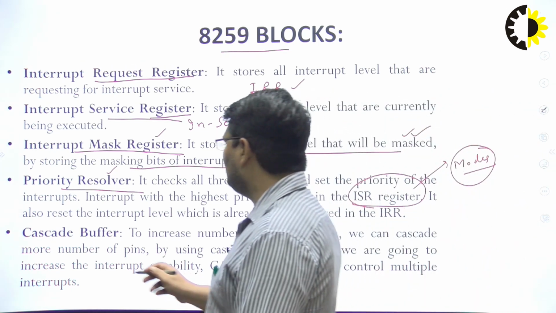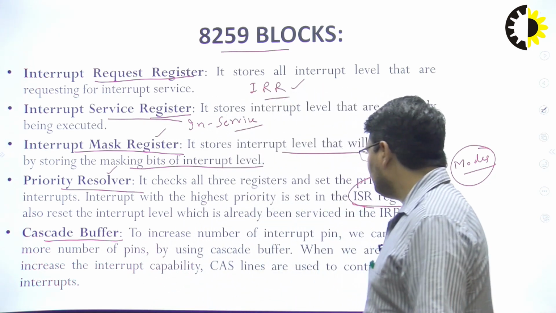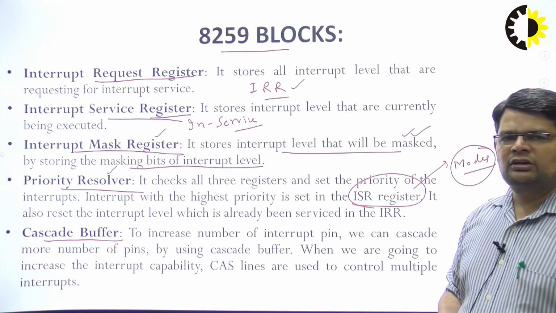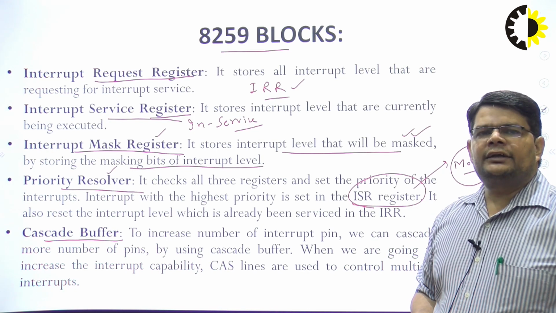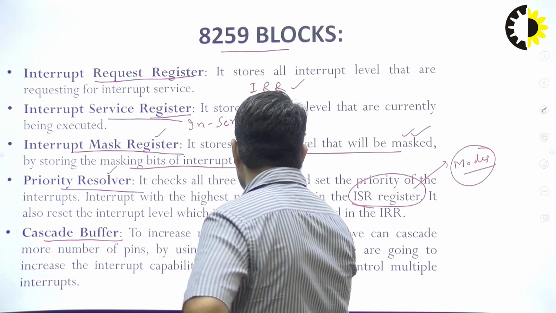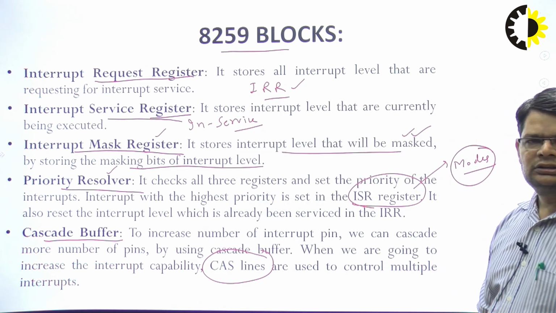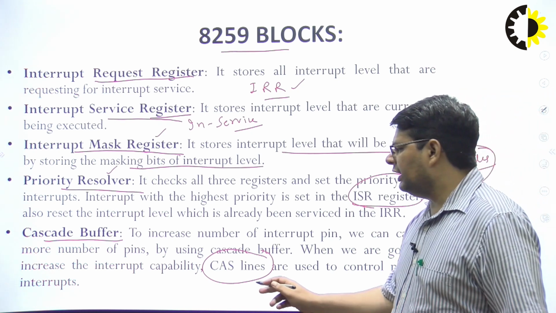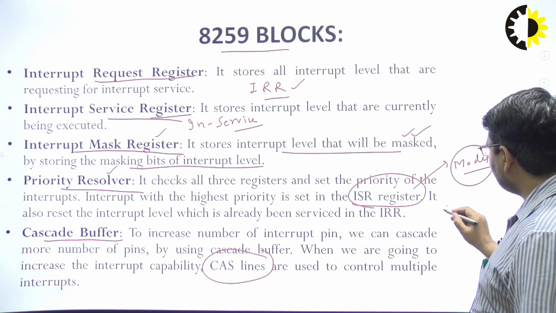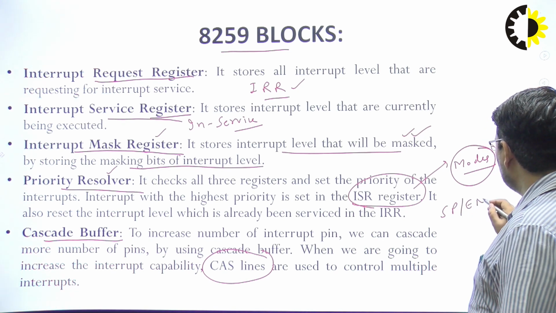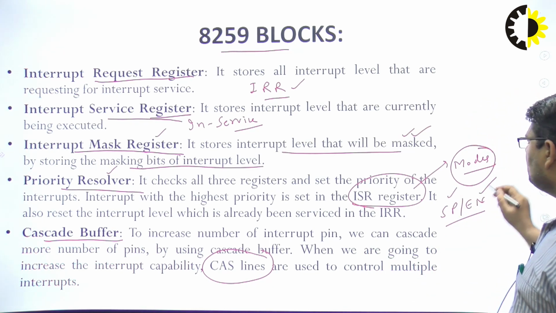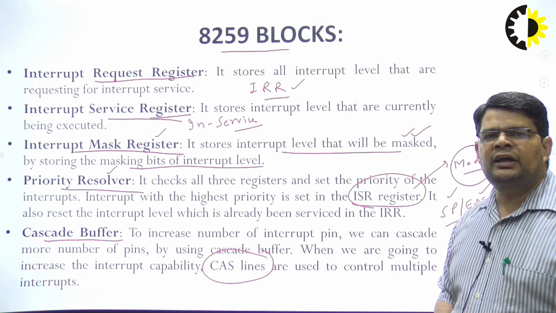Cascade buffer: as we have discussed, the 8259 can work in the cascade mode, where multiple 8259s are connected with each other for handling more than 8 interrupt requests. For that purpose, we have cascade lines in the 8259, whereas along with these 3 CAS lines, we will also have the slave program enable pin that will be used for either selecting the cascade mode or enabling the 8259 IC for the buffer mode.